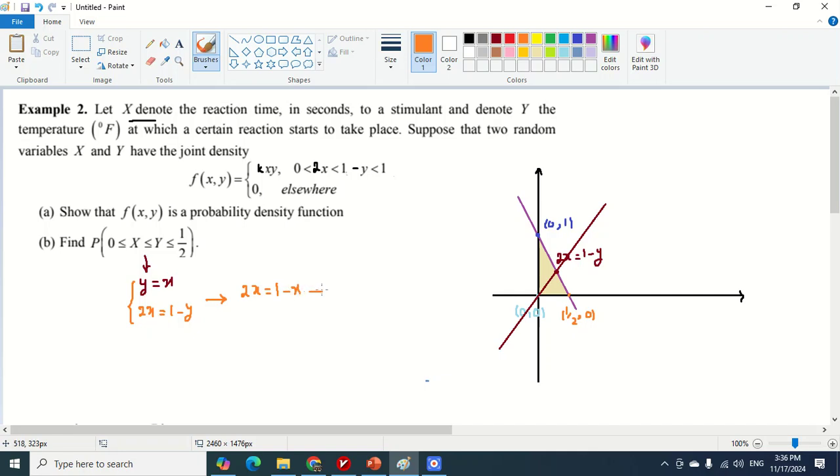So then we can find the value for x, which is equal to 1 over 3. So x is equal to 1 over 3, and because y equals x, y also should be equal to 1 over 3. It means that the intersection happens at the point (1/3, 1/3). But the important thing is understanding the whole region that is determined by those inequalities.